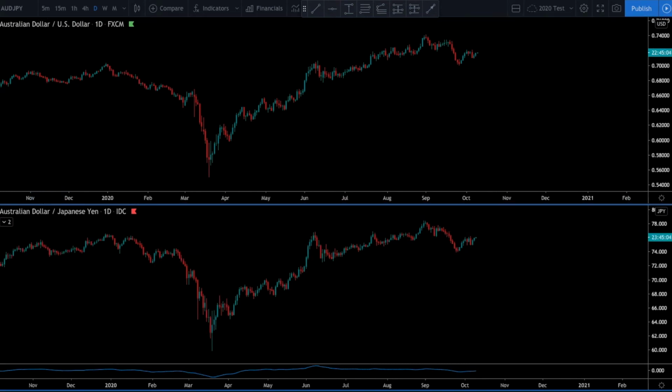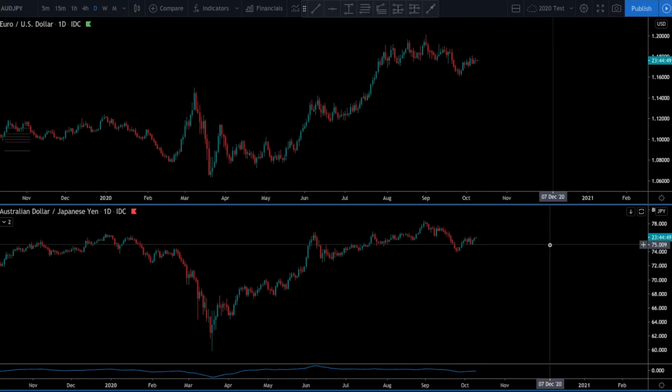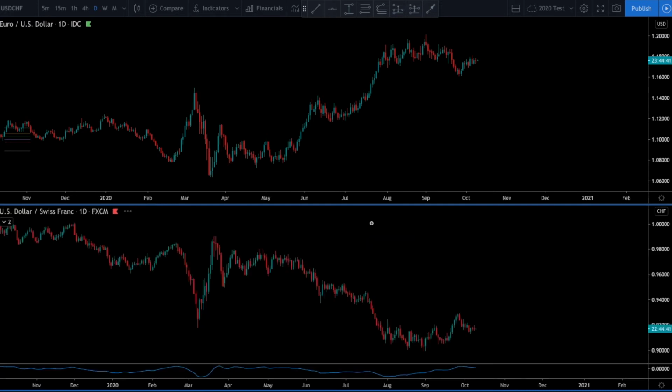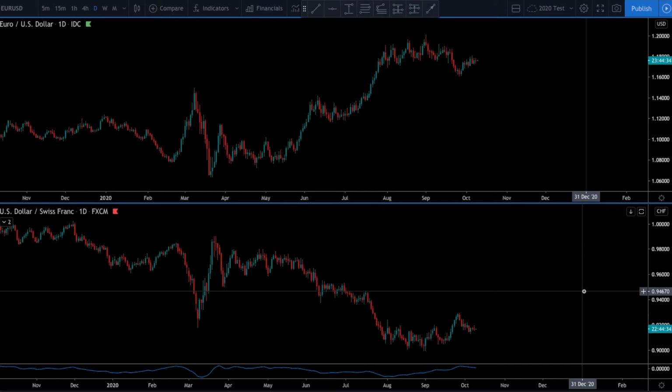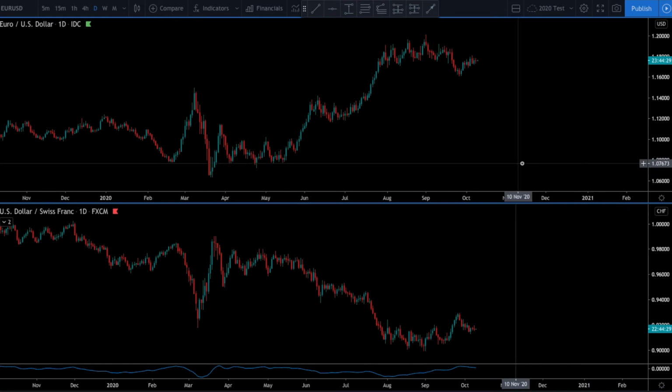Now I'm going to show you two pairs that are inversely correlated. So their charts look like the opposite of each other. So this is euro dollar, US dollar. And this one down here is US dollar, Swiss franc. I cleared all these charts. So as you can see on these charts, they are inversely correlated.